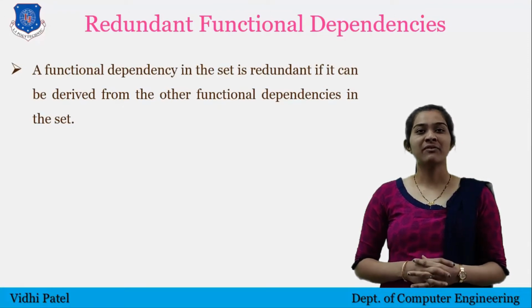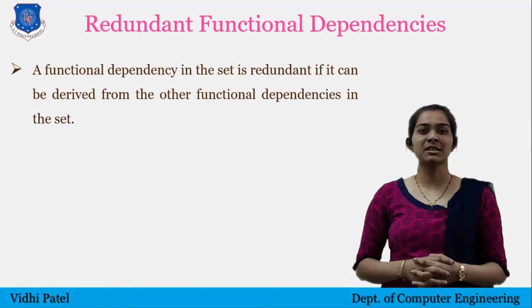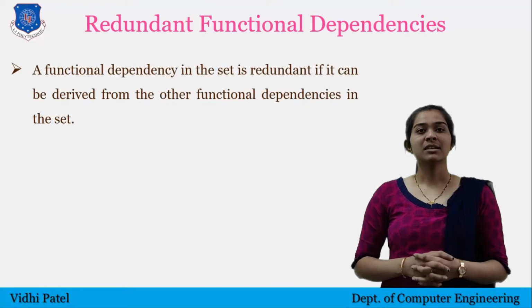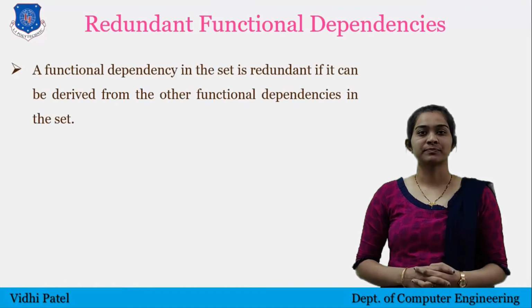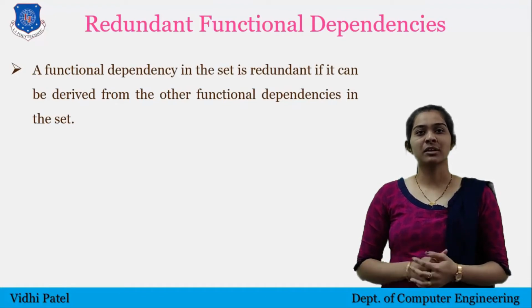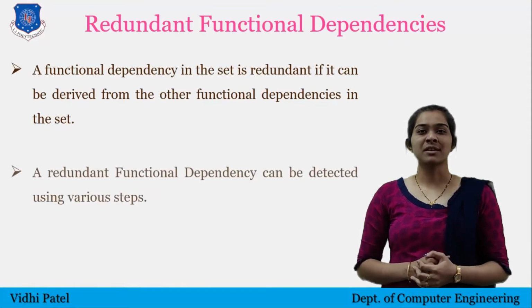Redundancy means having multiple copies of the same data in the database. This problem arises when a database is not normalized. Problems caused due to redundancies are insertion anomalies, deletion anomalies, and updation anomalies. Through various steps, we can detect redundancy in functional dependency and we can remove it.